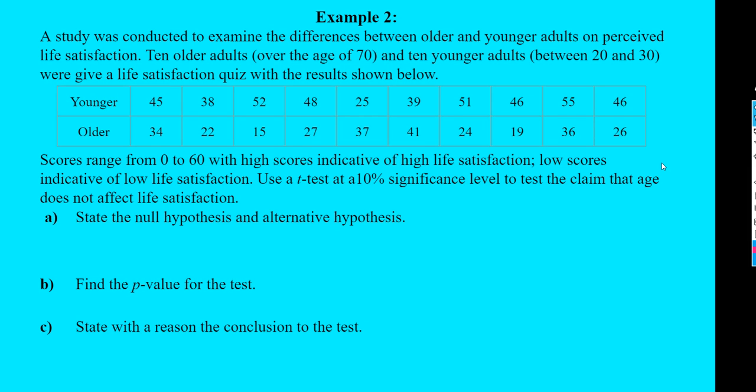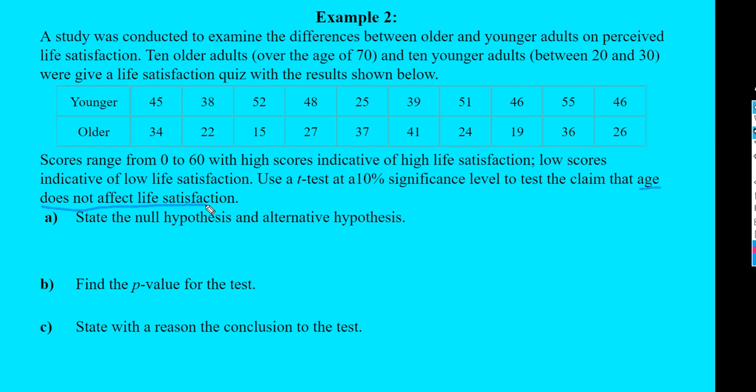row. Reading on, it says scores range from 0 to 60, with high scores indicative of high life satisfaction, low scores indicative of low life satisfaction. Use a t-test at a 10% significance level to test the claim that age does not affect life satisfaction. So right there at the end, it stated what the claim is. The claim is that age does not affect life satisfaction.